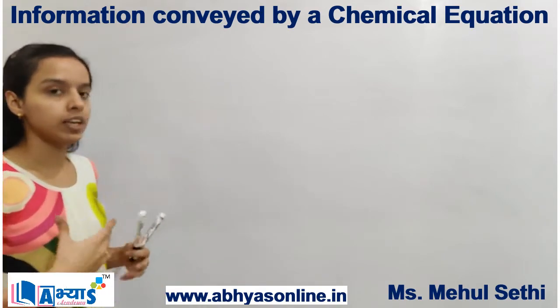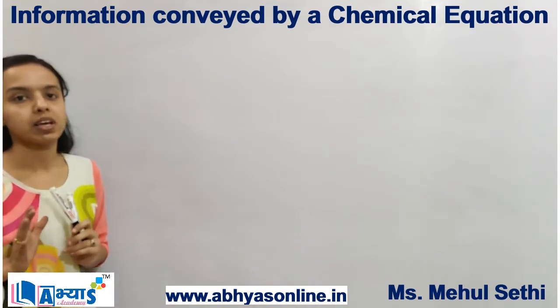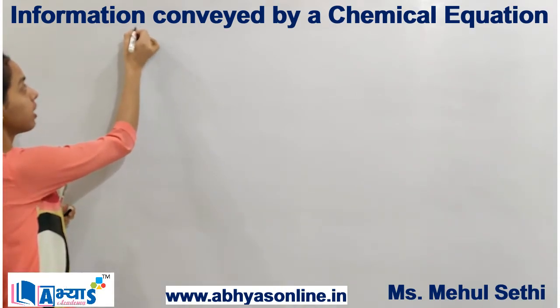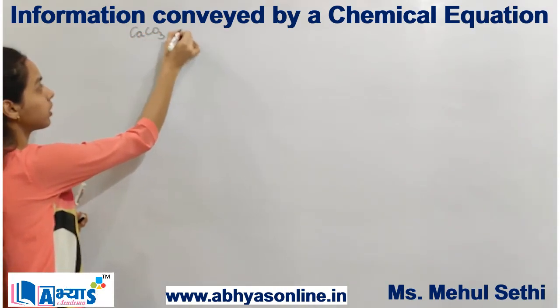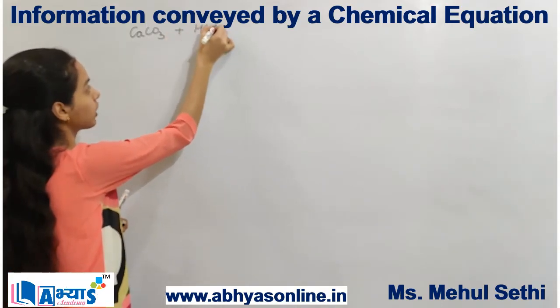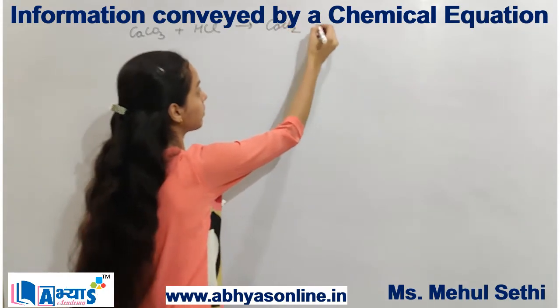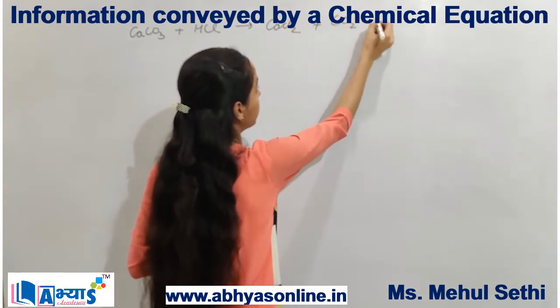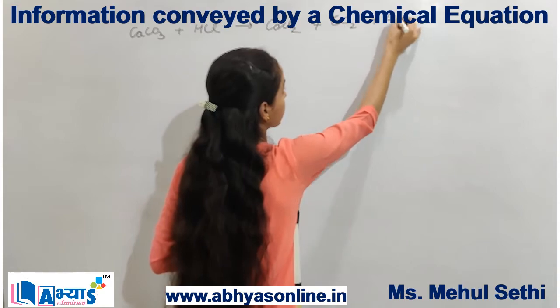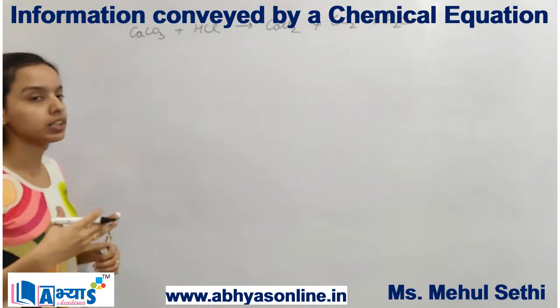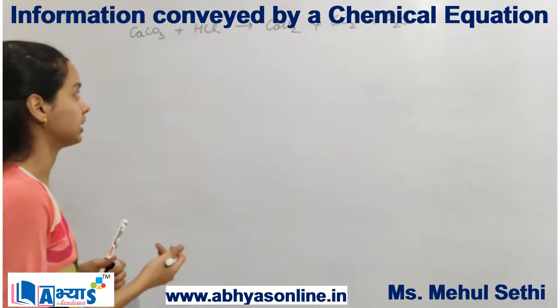The concept of the various information that we can get from a chemical reaction. For a chemical reaction, let us take one example. If I have calcium carbonate reacted with hydrochloric acid, I will get calcium chloride, carbon dioxide and water. To make it more informative, let us add the physical state of these substances.